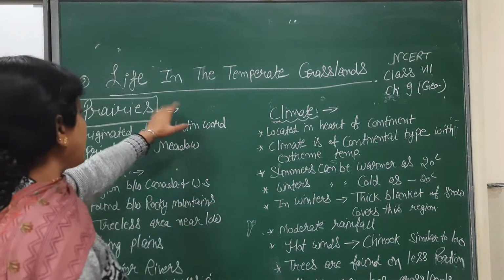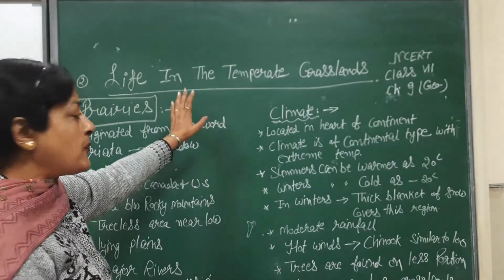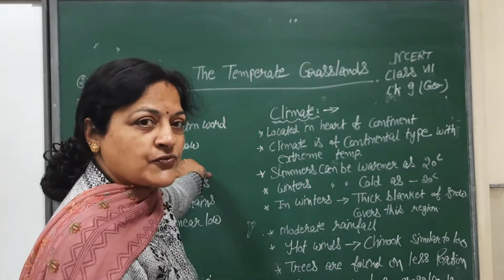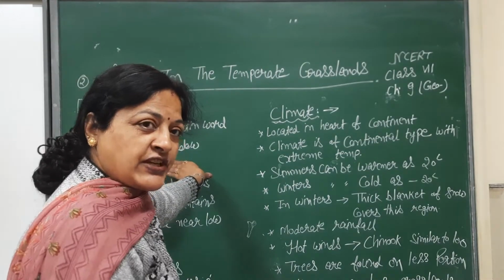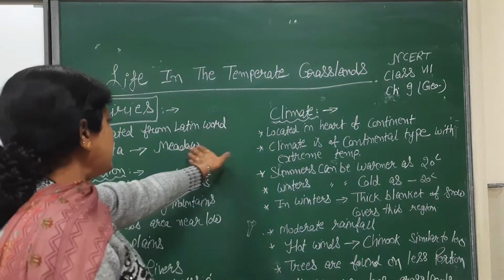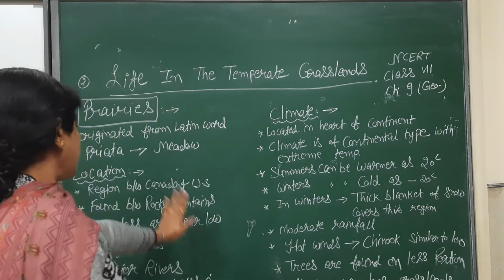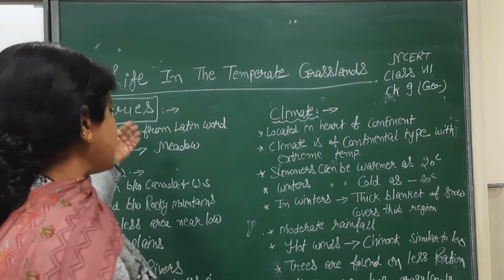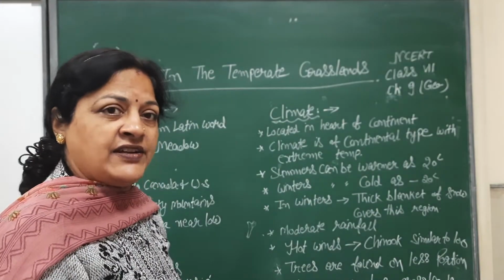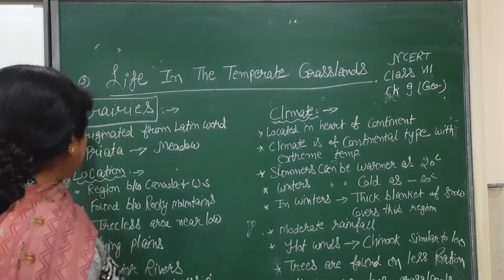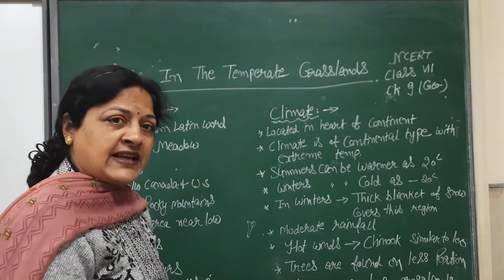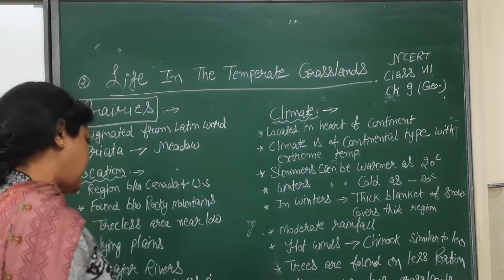First of all, we will talk about prairies. The word prairie originated from the Latin word praeta, which means meadow. Then the location. The area where prairies are found is the region between Canada and the United States, near the Rocky Mountains. These are treeless areas near low-lying plains.